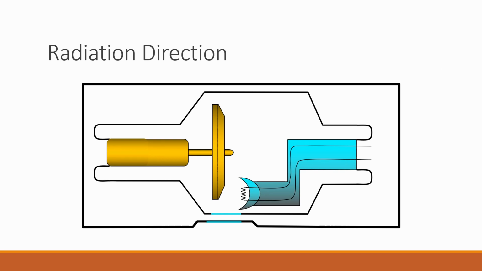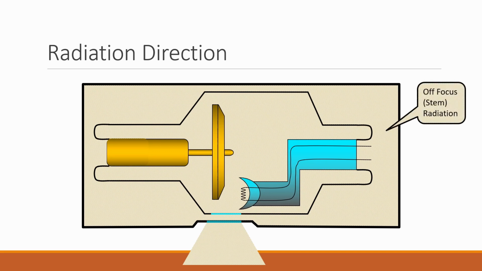Here is an X-ray tube about to produce X-rays. Radiation initially fills the tube and is contained by the lead housing. A small portion is allowed to exit the tube via the port. The radiation contained by the lead housing is called stem radiation or off-focus radiation, and the radiation exiting the tube is a primary or useful beam.